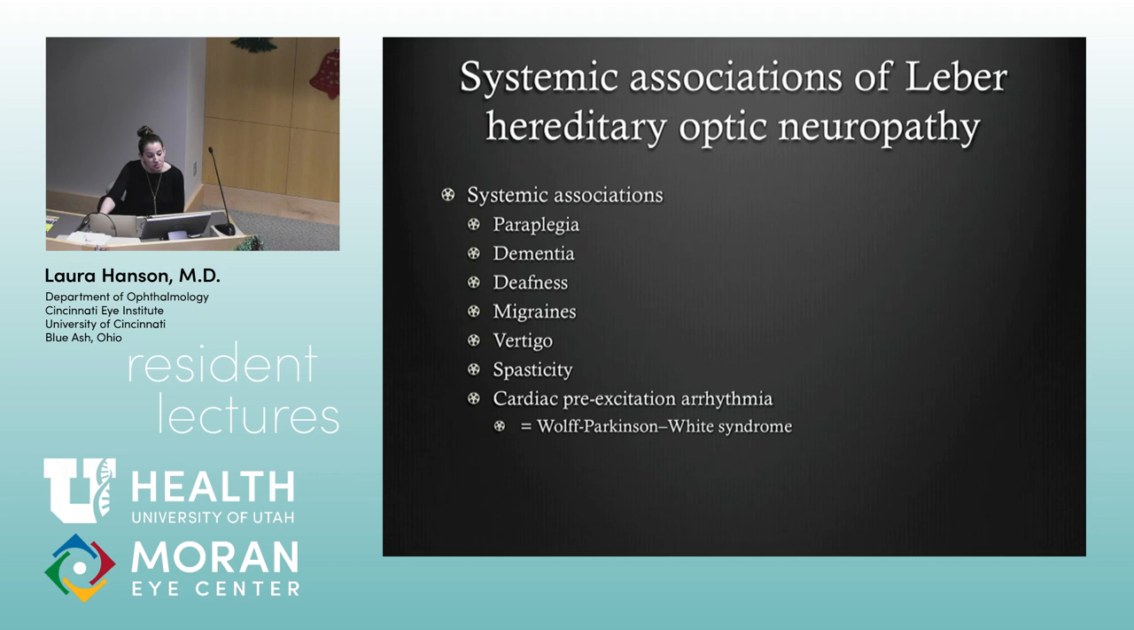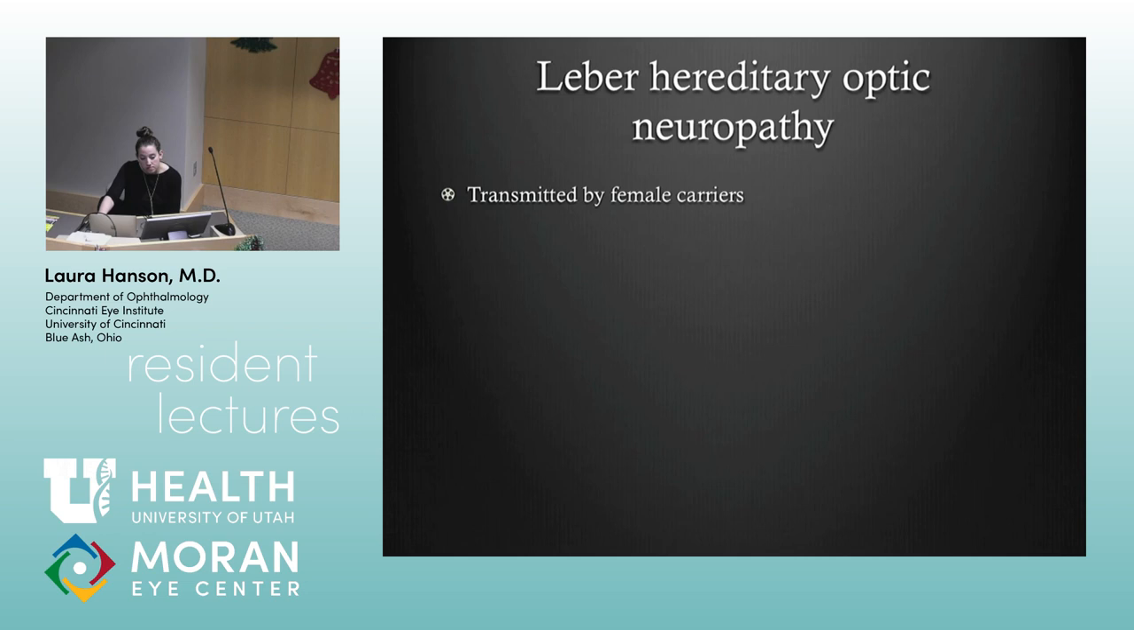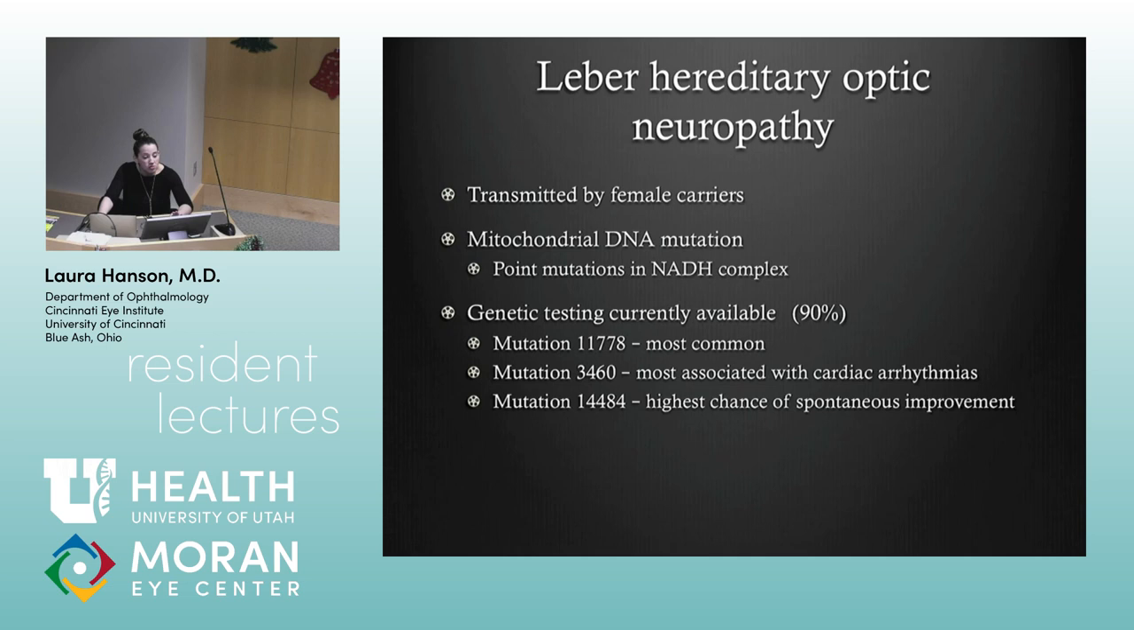Okay, the systemic associations of Leber's. So you can get Leber's plus, where you have some of these other associated conditions. It's transmitted by female carriers, a mitochondrial DNA mutation in the NADH complex. The genetic testing that's typically used will hit 90% of the mutations, and it tests for these three. The 11778 is the most common, but the 14484 has the best chance of some spontaneous improvement.